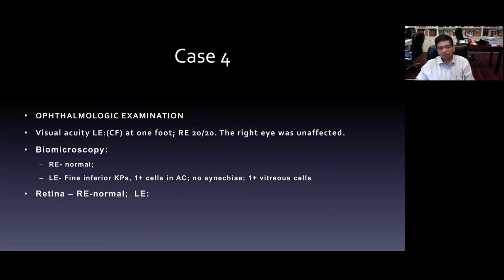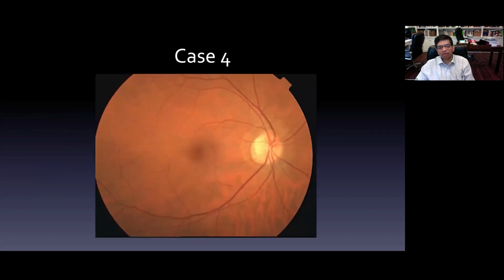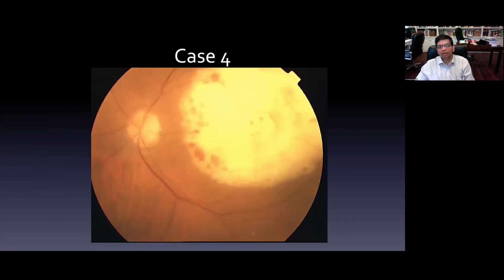She presented with this. Her vision was very poor in the left eye at count fingers at a foot. The right eye was 20/20 and unaffected. And we had fine KPs in the left eye, cells in the anterior chamber, and mild vitreous cells. This is her right eye, and this is the left eye, this massive lesion.